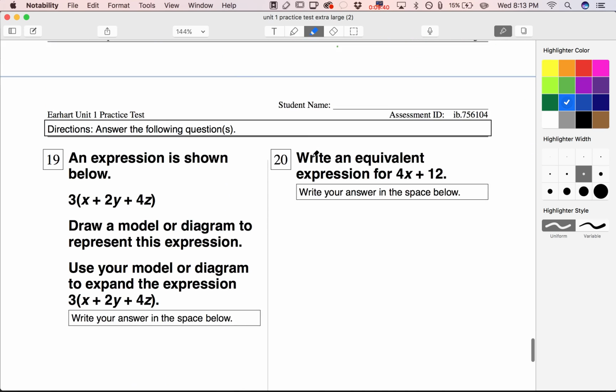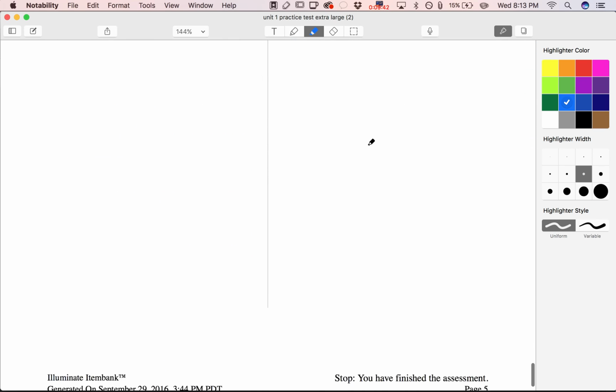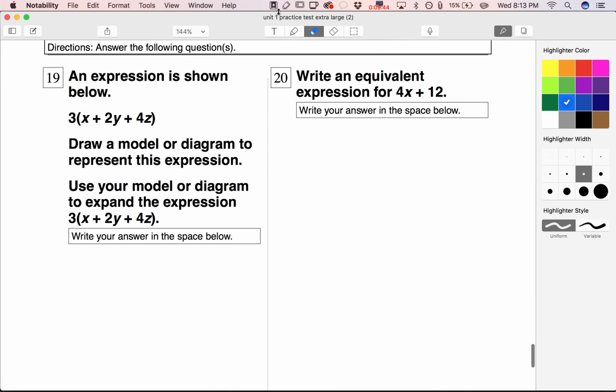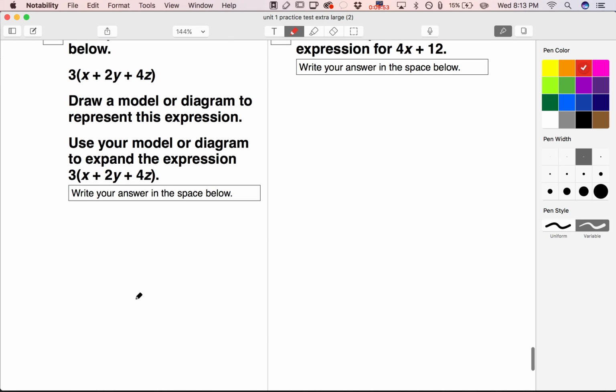All right, let's go to 19 and 20. These are the last 2 problems, so let's do these. An expression is shown below, 3 times x plus 2y plus 4z. Draw a model or diagram to represent this expression. Use your model or diagram to expand the expression.